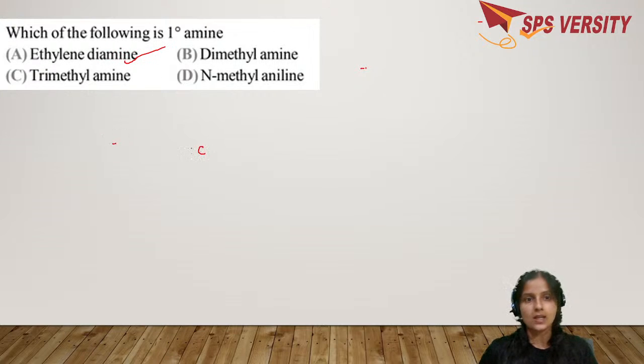What is ethylene diamine? Ethylene is CH2-CH2, there are two carbon atoms to which NH2 is attached. So only one hydrogen of ammonia is being replaced by this. So this is called primary.